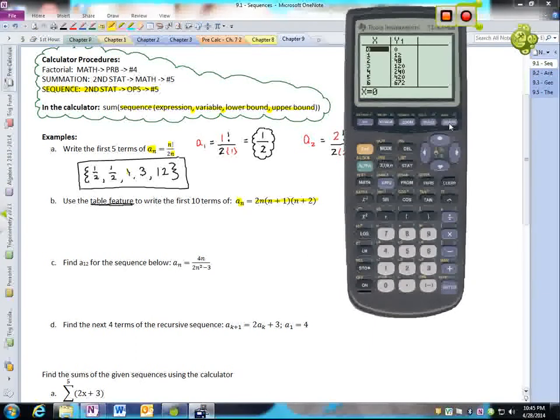The table tells me for my first term, plugging in the value 1, I will get an output of 12. So my first term is 12. For 2, my second term, I will get an output of 48. So my second term is 48. Go ahead and take a second to write down all 10 of those terms, starting at 1 all the way up until 10.